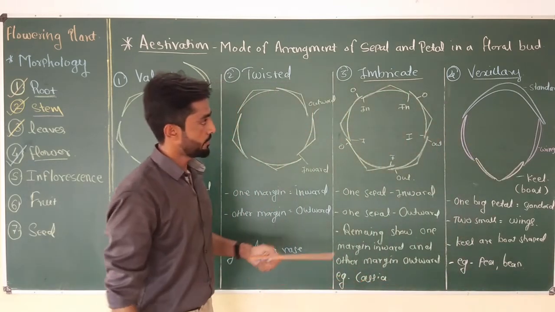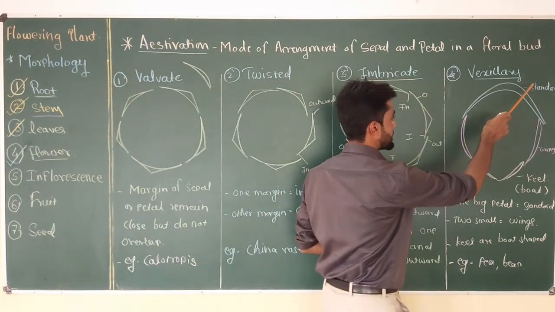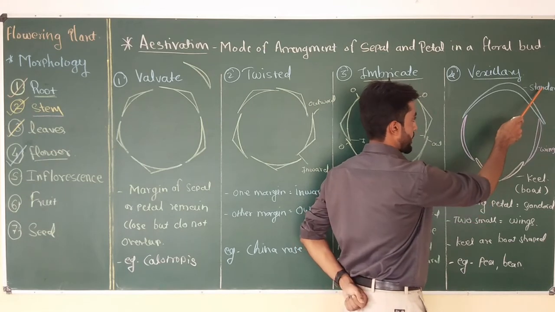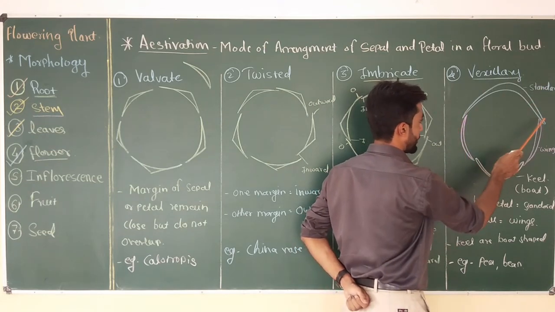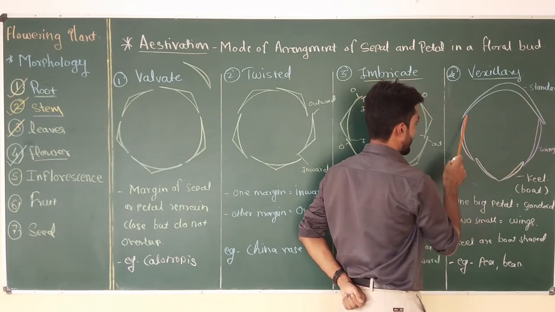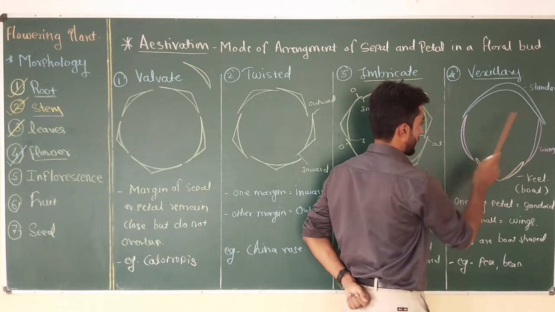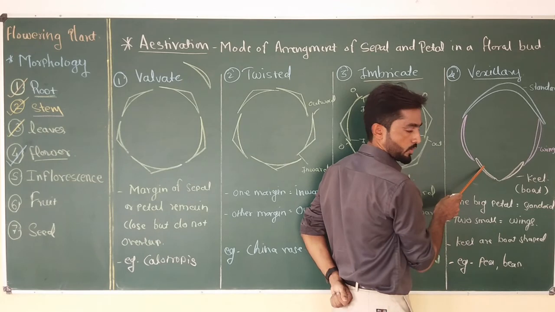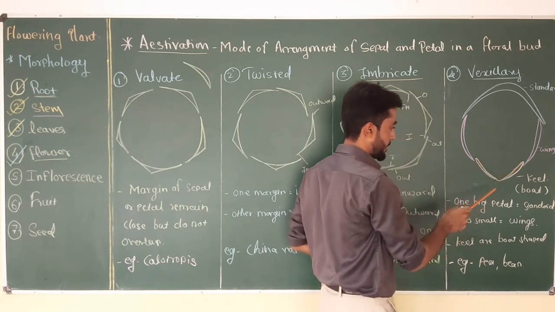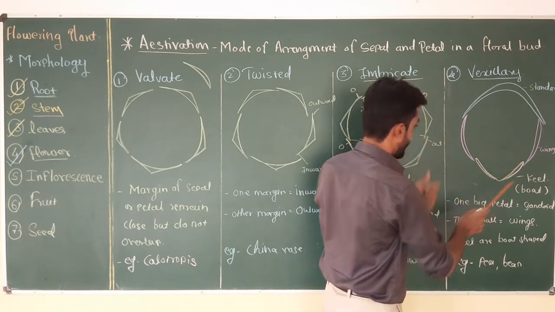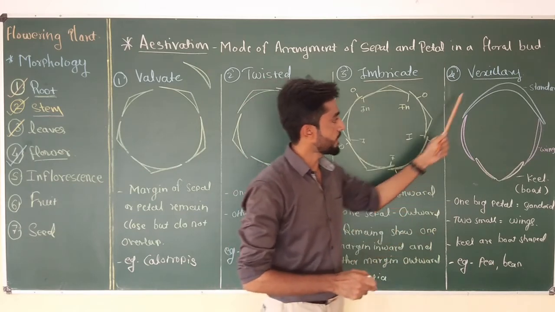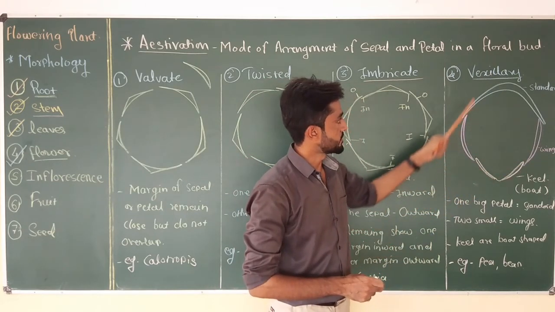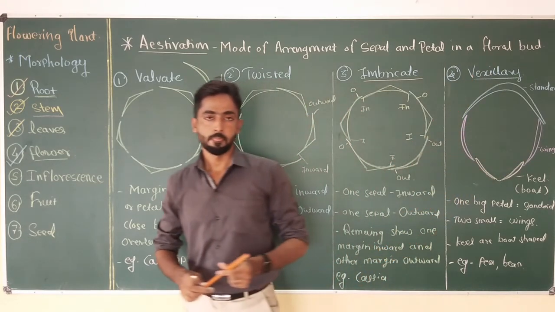Okay, remember that standard is the largest petal in this type of flower, which overlaps the ends of wings, while wings again overlap the keel. Okay, and keel is the smallest petal which forms a boat shaped structure. This is the butterfly type of structure, which is nothing but the vexillary aestivation.